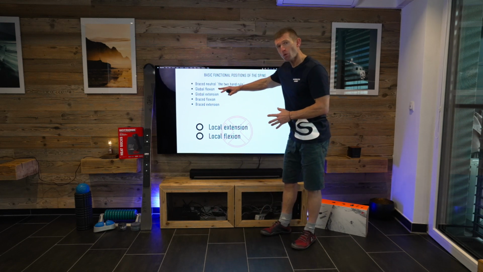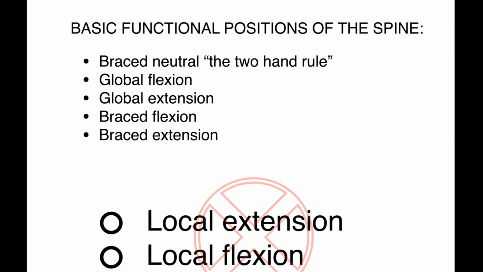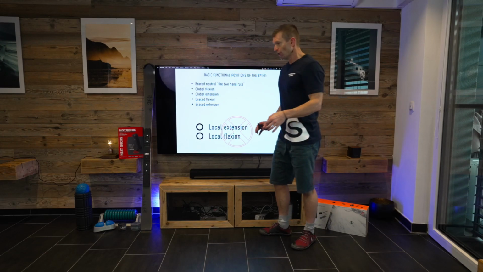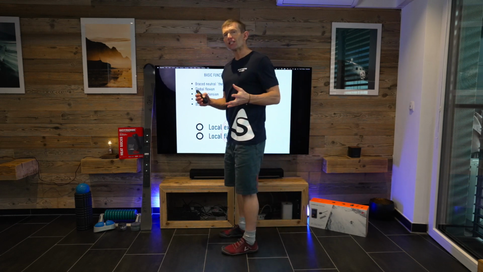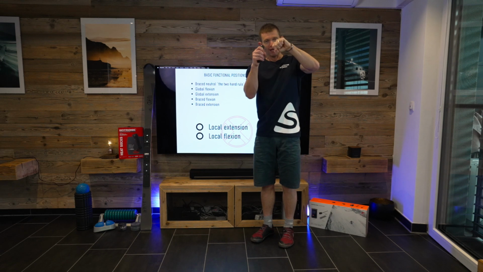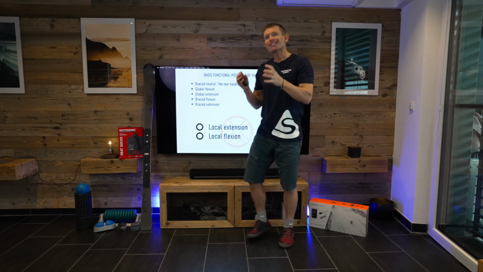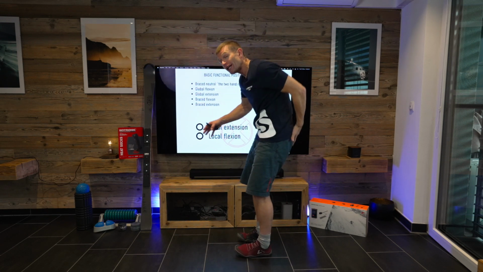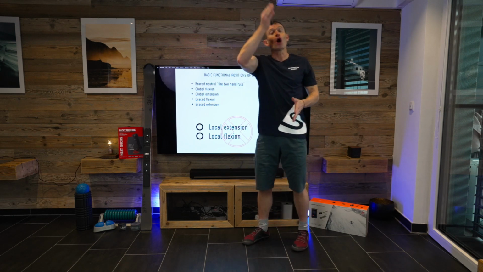Well, I first want to point out the difference between local extension and local flexion. This is where you often see it between the thoracic spine and the lumbar spine, where somebody is broken. This is a local extension, as opposed to what could be classed as a global extension or a global flexion running from the bottom to the top of the spine.